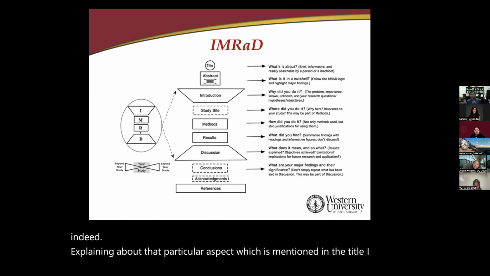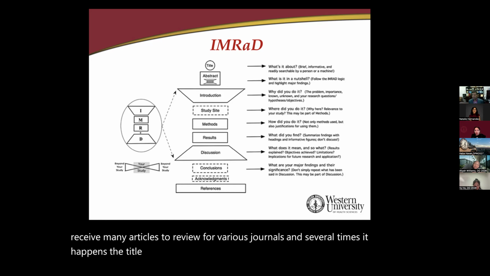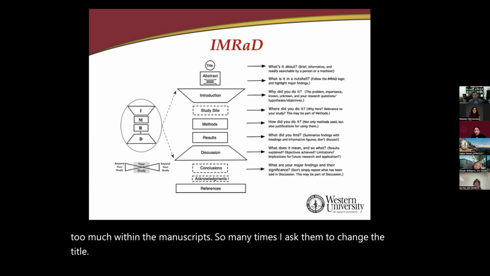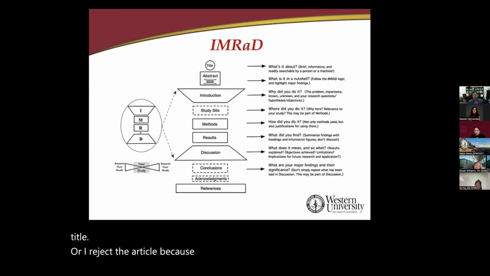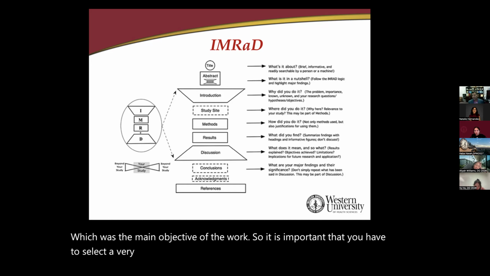I receive many articles to review for various journals, and several times it happens that the title speaks in such a flowery manner that it does not really tell too much within the manuscript. So many times I ask them to change the title, or I reject the article because it does not talk about the exact aspects which were the main objective of the work. So it is important that you select a very good title which you are indeed examining in your paper. Then you have to write an abstract.